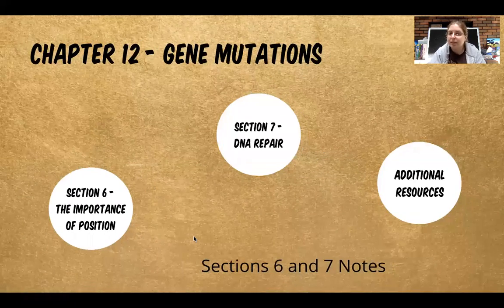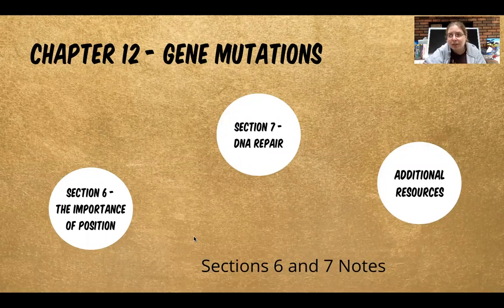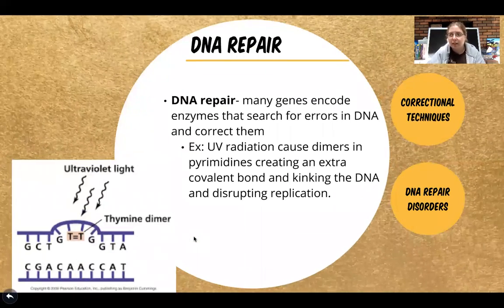Now let's move on to section 7, DNA repair. We've mentioned previously that our DNA does have some repair mechanisms to help fix mutations that occur. So, DNA repair. Many genes encode enzymes that search for errors in DNA and correct them. Woohoo! We can actually fix a lot of things, which is why, for the most part, given the number of times we replicate our DNA or step outside, it's amazing we don't have more mutations. But the reason we don't is because of these repair mechanisms.